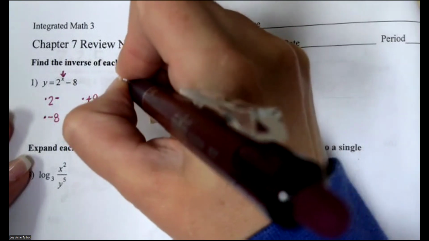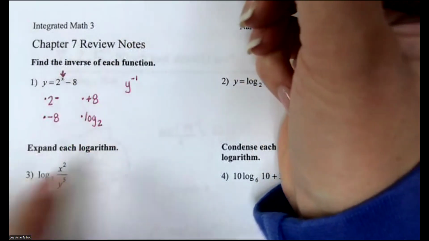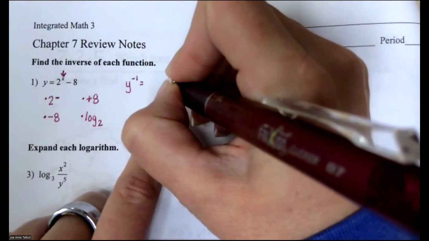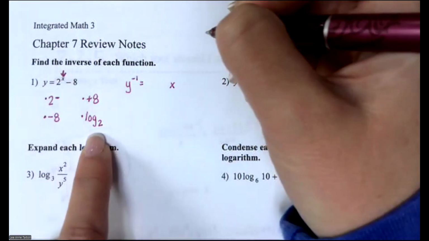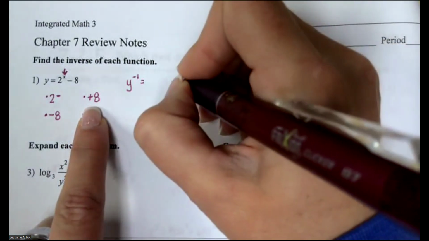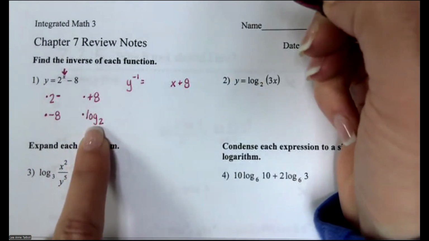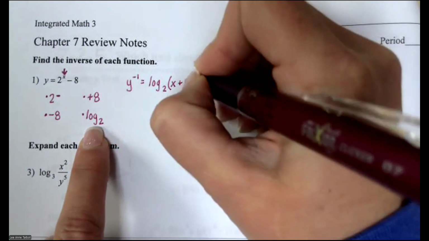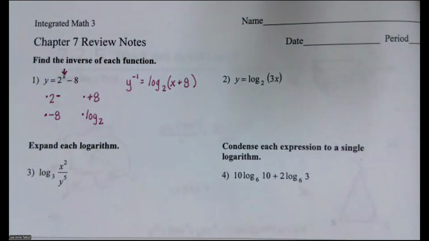Y inverse equals. Always start with x. I'm going to move it way over here because one of my steps is log 2. But the first step is add 8, and then the second step is log 2. So I'm going to log 2 everything. I try to remember Mrs. Talbot saying everything in the subsequent steps of the inverse problems.